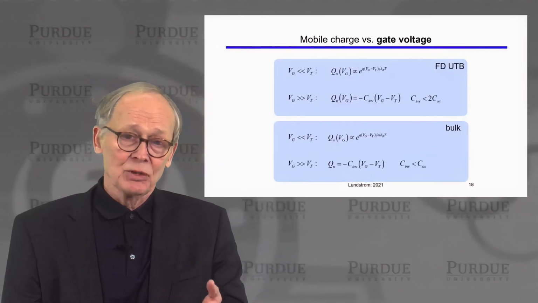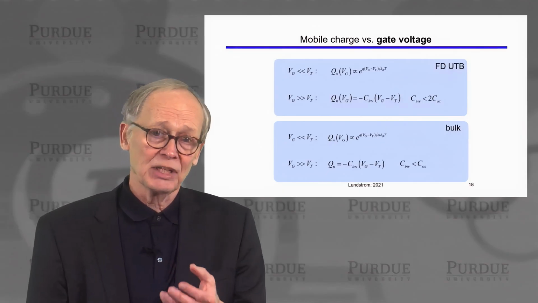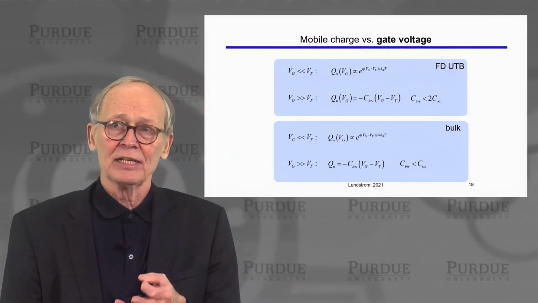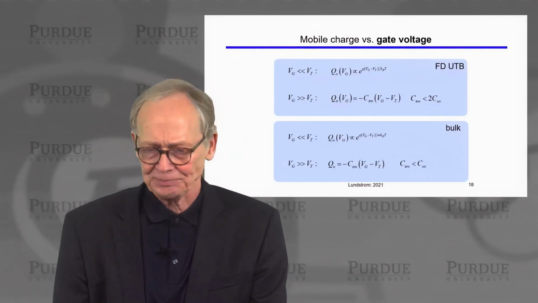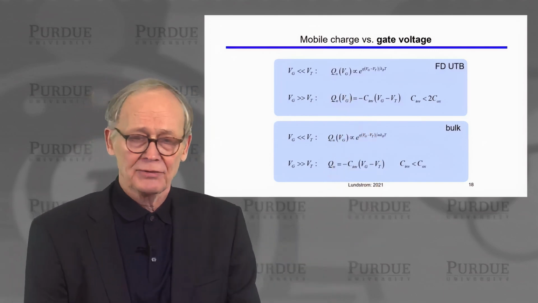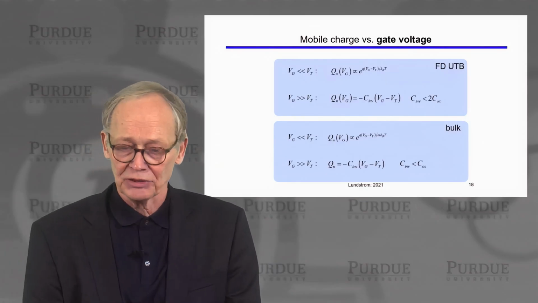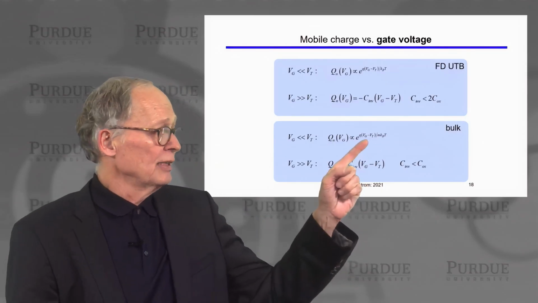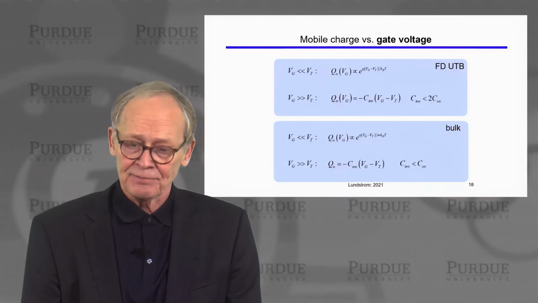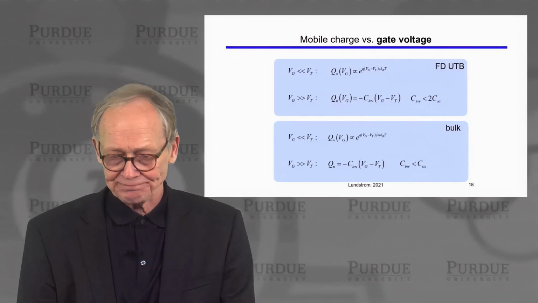So if we then move on to what gate voltage produced that surface potential, ultimately we really want to relate the mobile charge that's responsible for the drain current to the gate voltage that we put on the terminal. Well, in both cases, for the ultra-thin, fully depleted structures and for the bulk MOS structures, below threshold, the mobile charge is very small, but it's there and it carries the current, and it goes exponentially as VGS minus VT.